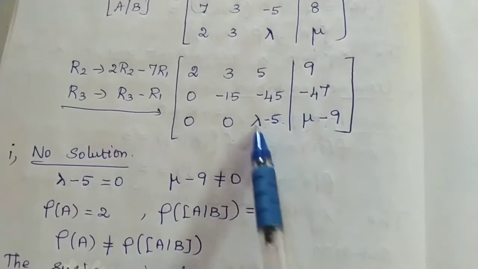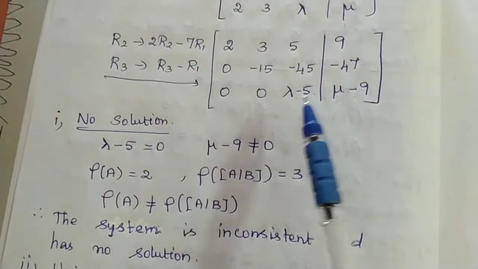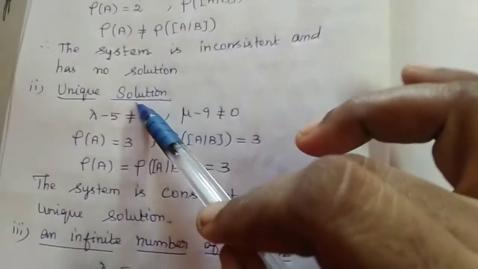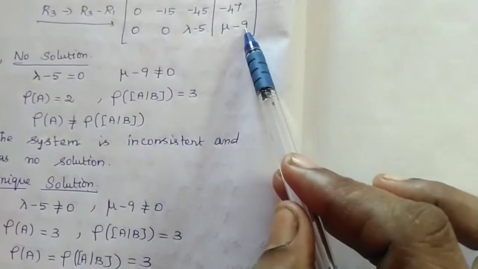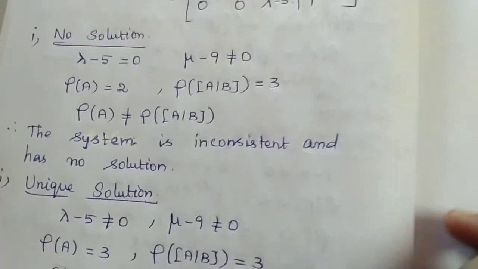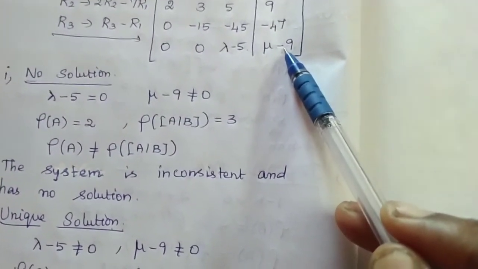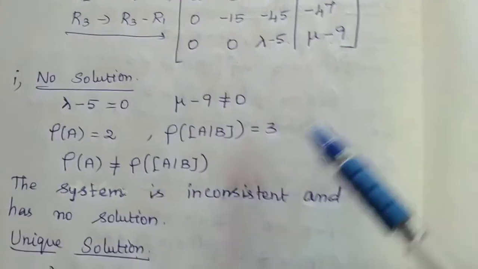Let us keep this in mind as a formula. No solution means equal to 0, not equal to 0. Unique solution means not equal to 0, not equal to 0. And infinite number of solutions means equal to 0, equal to 0. Okay, then we can easily understand.